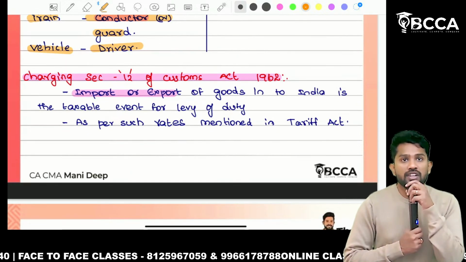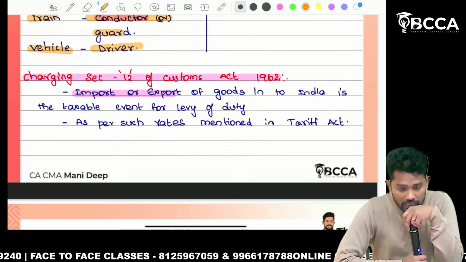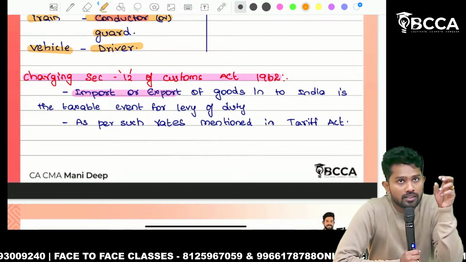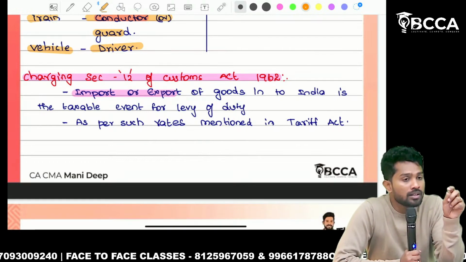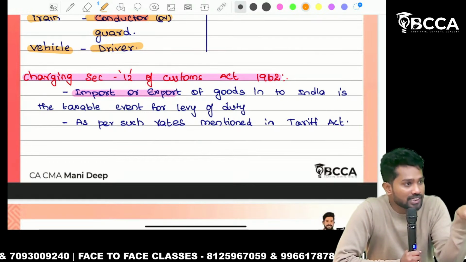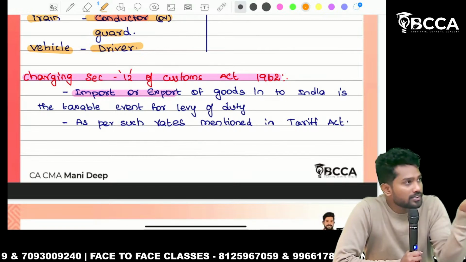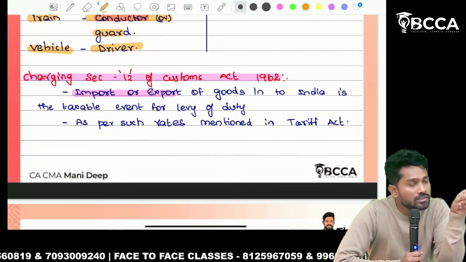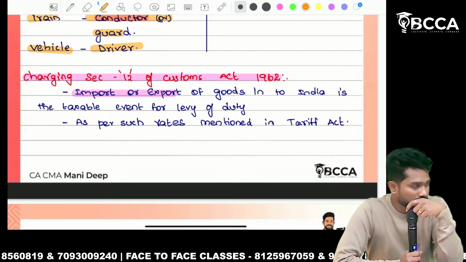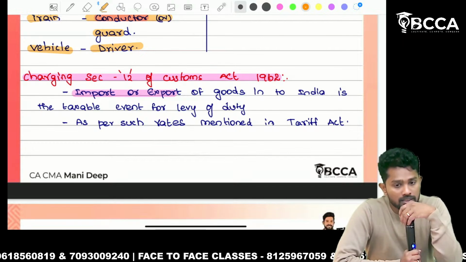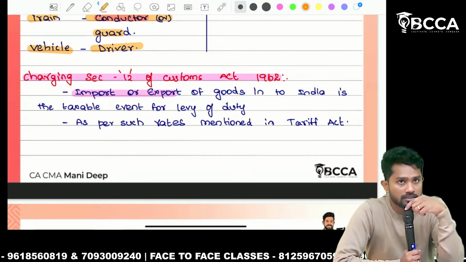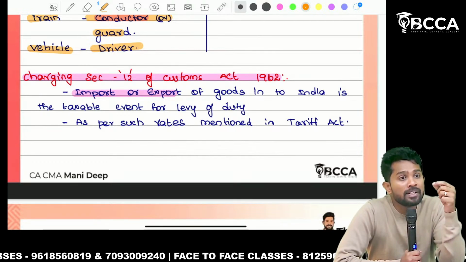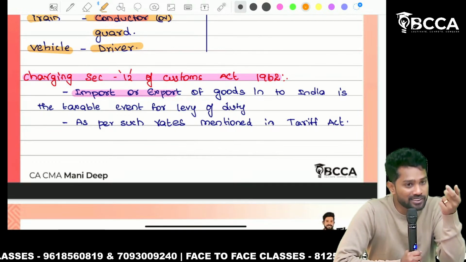So we are into the charging section. Charging section means what? For any act, the charging section gives the power to levy tax. It's the switch. Yes, there is power supply, but to turn on the fan, you need to turn on the switch also, right? So the charging section acts like a switch. It tells on the happening of what it triggers.